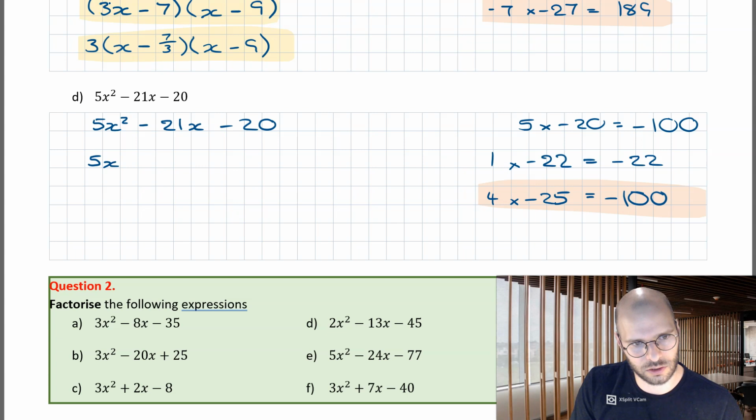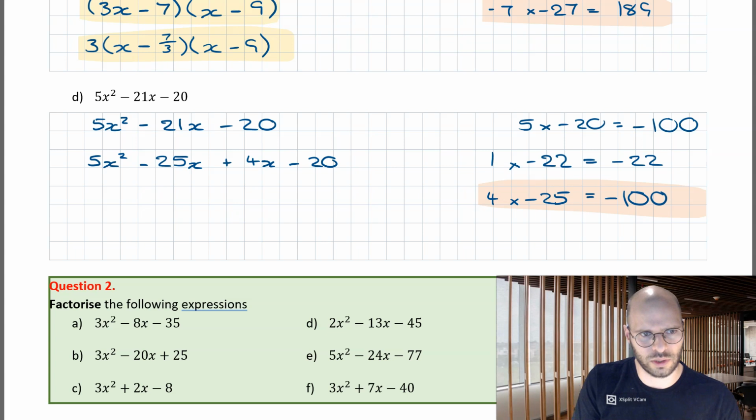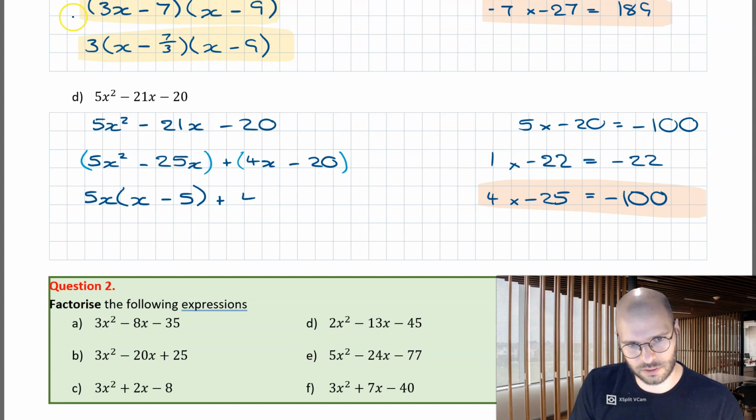So we'll split. We'll go 5x squared, we'll put the minus 25 here this time. So we get 5x squared minus 25x plus 4x minus 20. We do our implied brackets again. Take out the 5x, leave behind an x, and leave behind the minus 5. Plus, take out a 4, leave behind an x, and leave behind the minus 5.